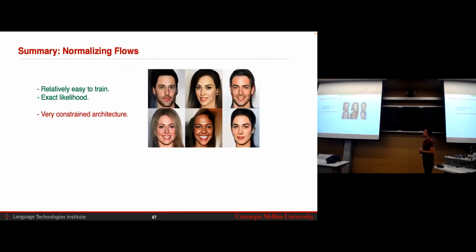So yeah, normalizing flows. It's quite easy to train. Exact likelihood is a big plus. But the biggest issue is that you have a pretty constrained architecture.